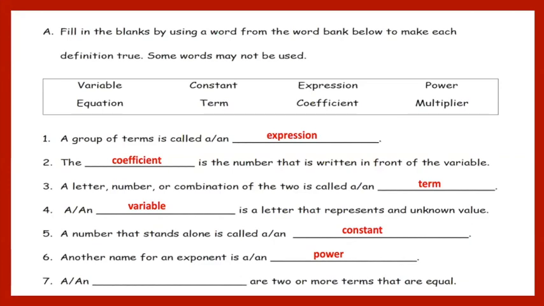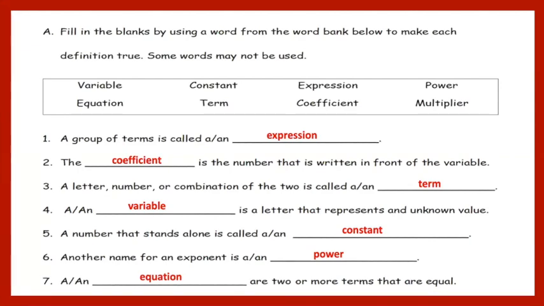Number seven, an example are two or more terms that are equal. If we have something that has two or more terms that are equal, what is it called? It is called an equation. Very well. If you got all or most of them right, good job. Give yourself a little pat on the back. Excellent work. I hope that I gave you more insight on parts of an equation and algebraic expression.